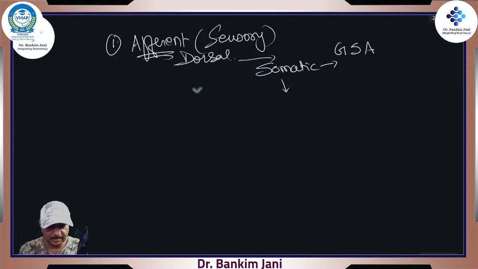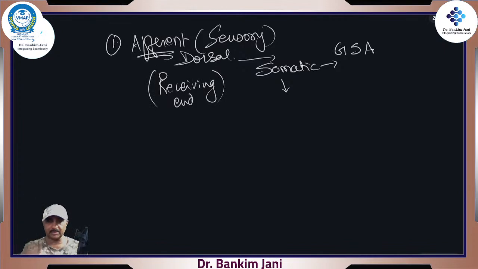This is exactly like an electronic circuit. Here, we are on the receiving end. Think of everything from the perspective of as if you are sitting in the spine, receiving end in the spinal cord, right? You are sitting in the spinal cord, and there are two parts, anterior and posterior, and from the posterior side, signals are coming, fibers are coming.